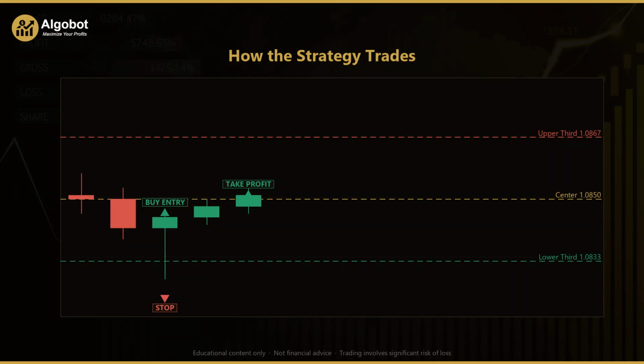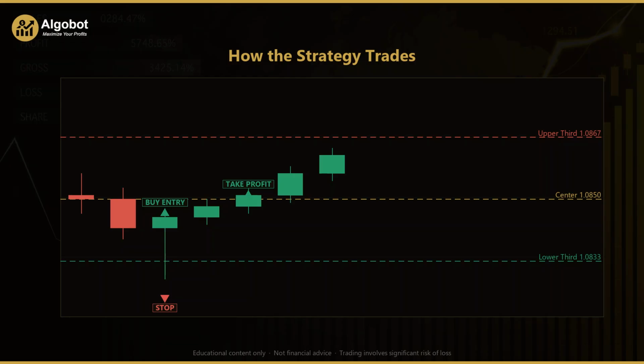Here's the first setup. On this candle, the low pushes down into and slightly through the lower third line. That's price probing support. But by the time the candle closes, buyers have stepped back in and pulled the close back up above the lower third. Crucially, that close is still below the center line, which means there's room to run toward the middle. The bar is bullish, support has been rejected, and every condition lines up.